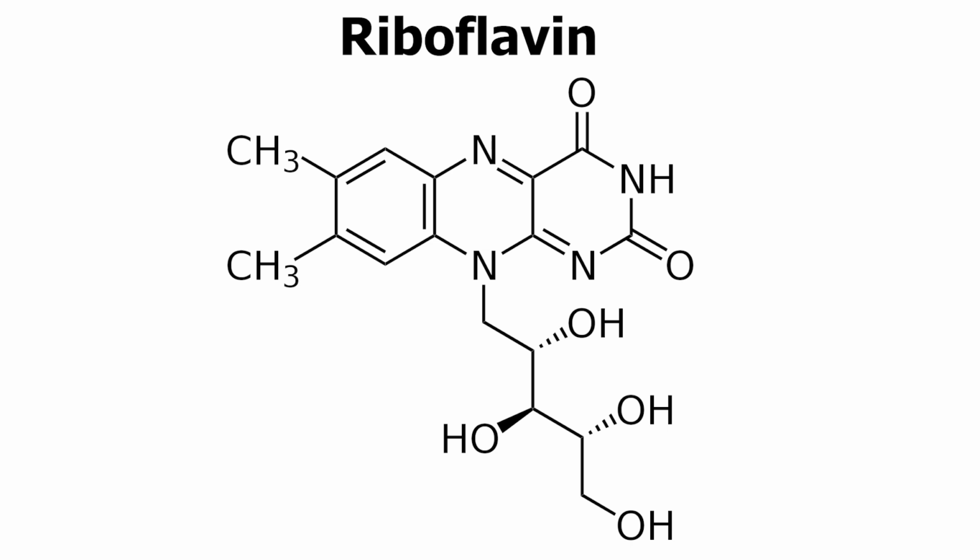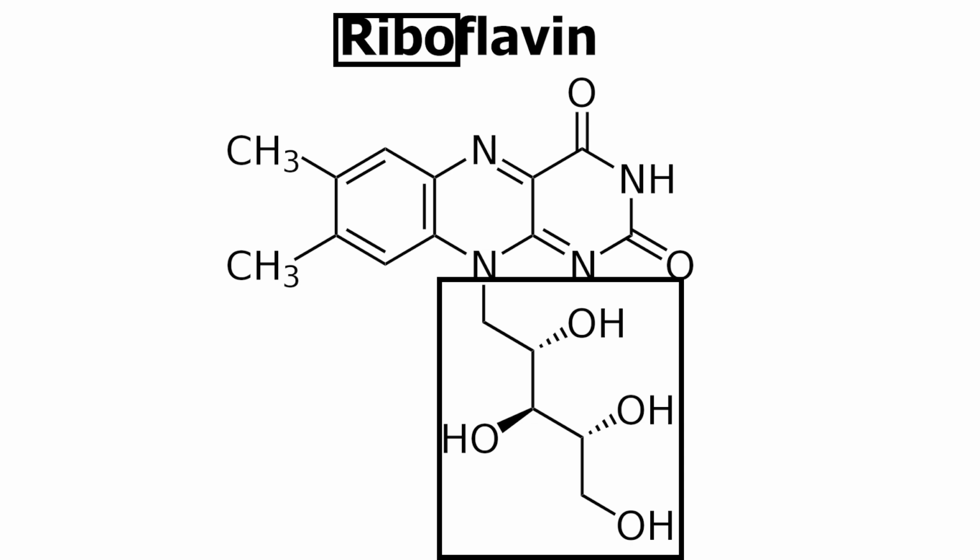Today's video is going to be to do with basically all of the functions that vitamin B2, also known as riboflavin, has on the body. Now, to look at riboflavin as a structure, you'll notice the name riboflavin. These represent two different parts of the molecule. The ribo part of the name represents the ribose tail.